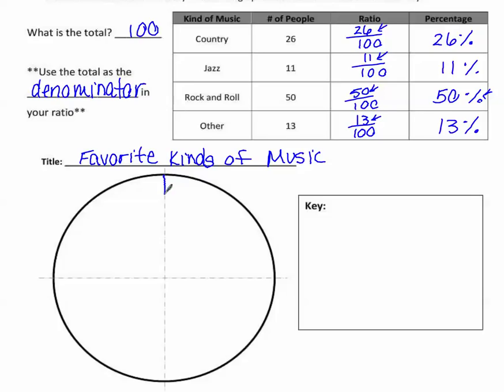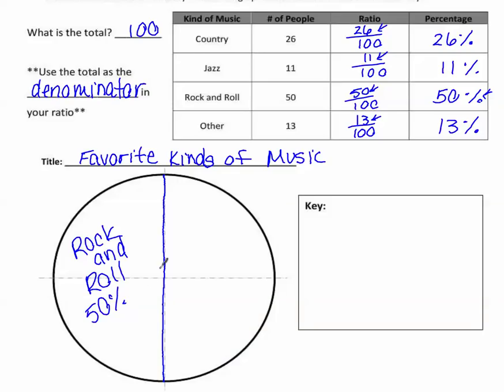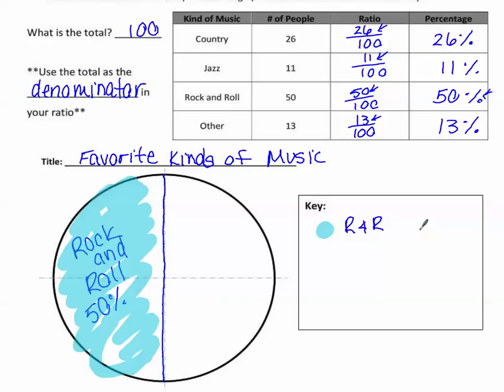I'm going to cut my circle in half. And I recommend if you can't draw a straight line, use a straight edge. And so this is going to be rock and roll. And that's 50%. And if you want to color it, you can color it. You can say this rock and roll is blue. So you can make a key over here. You can say rock and roll. All right. So we did this one.